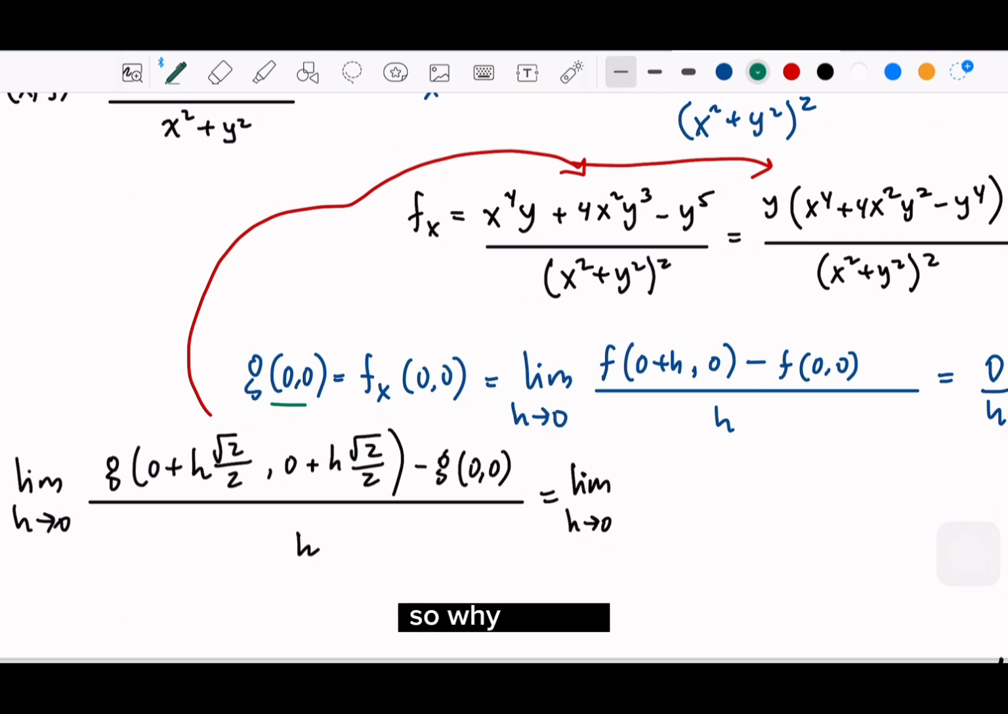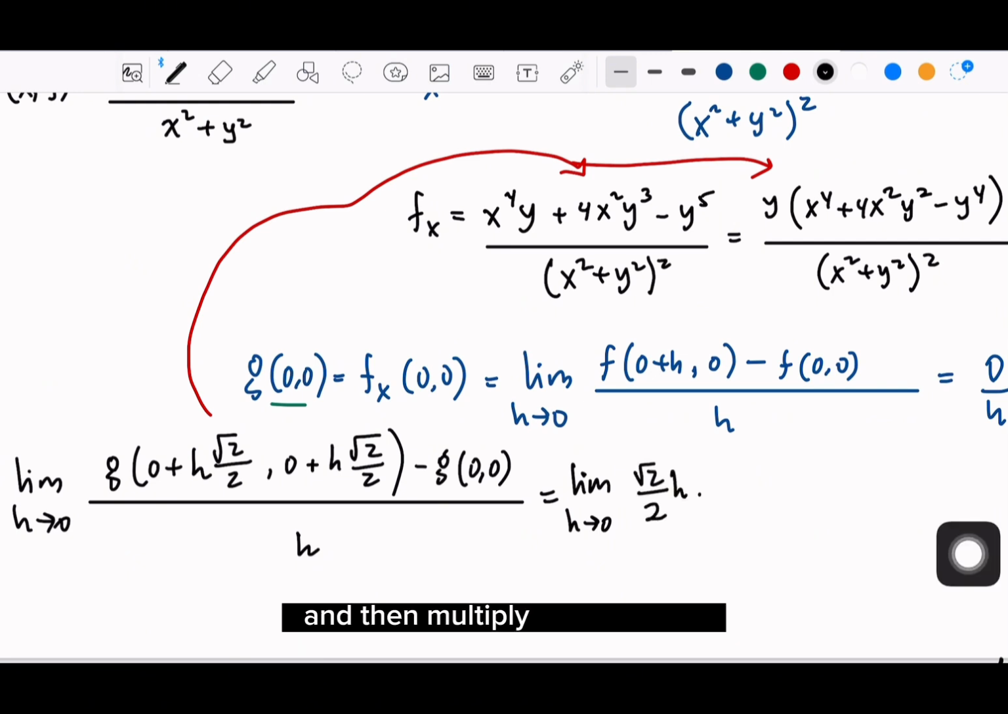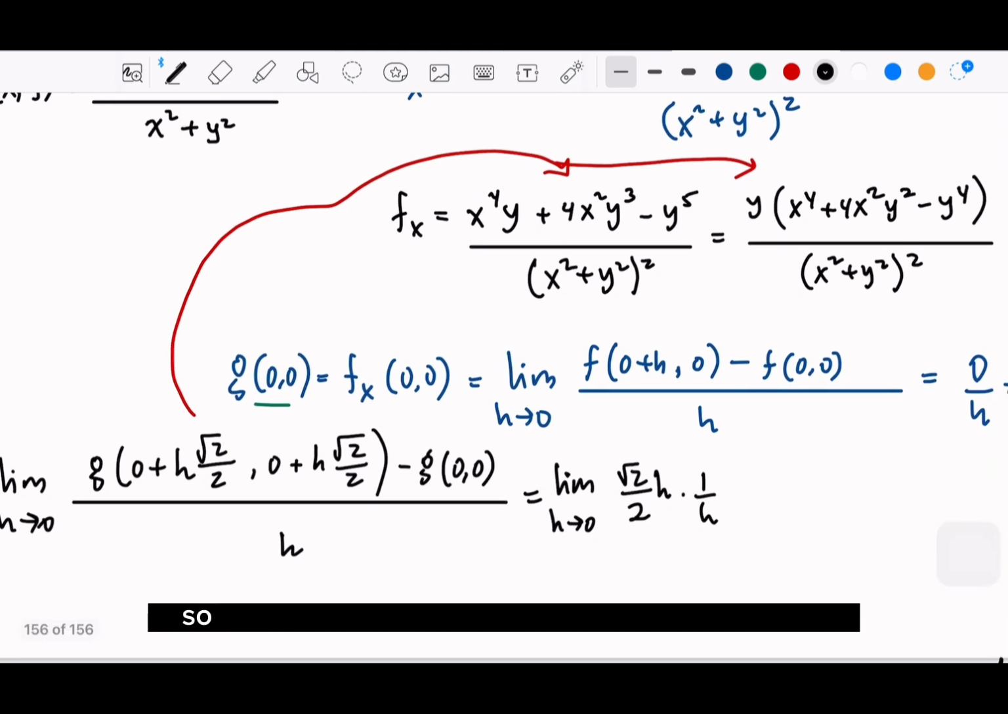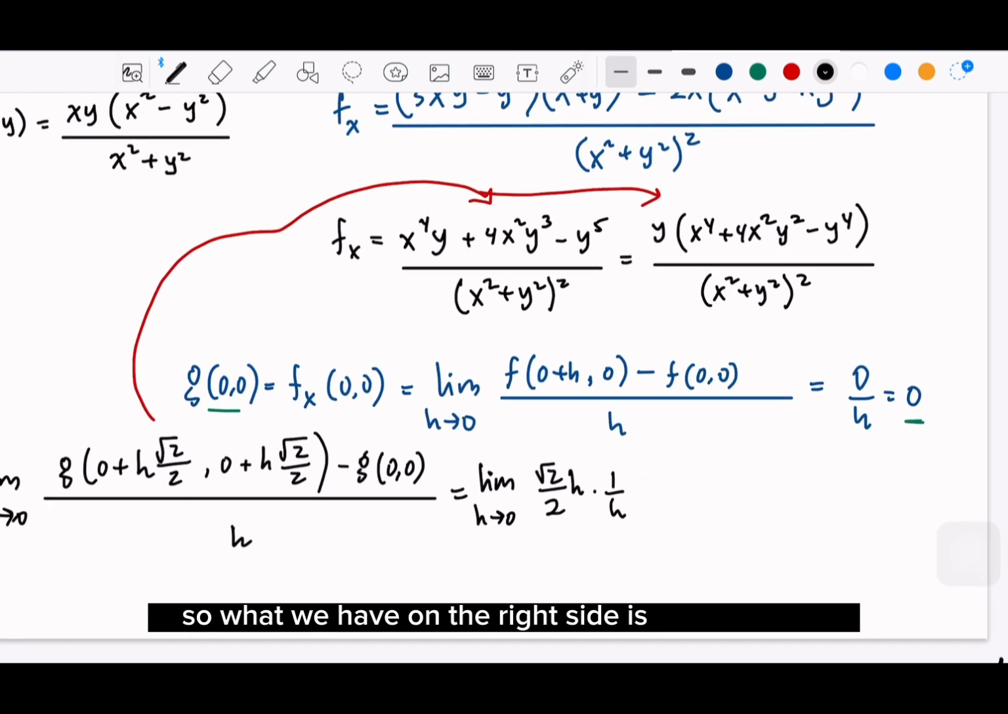Okay, so let's write here. So this will be square root of 2 over 2 h, and then multiply with 1 over h. I will move the h going to the left. So what we have on the right side is just this.